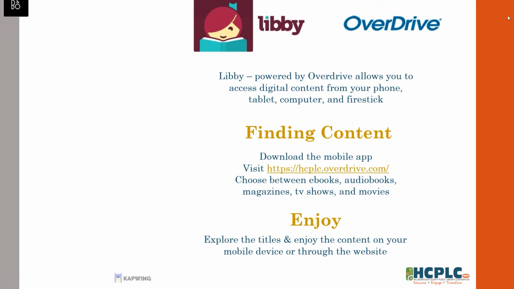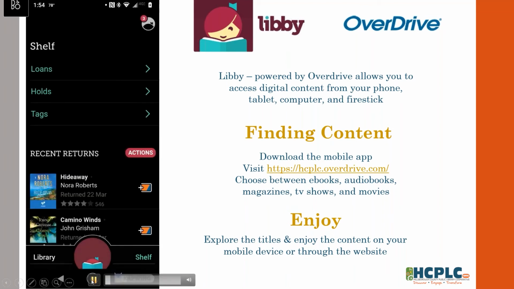So Libby is powered by Overdrive. It allows you to access digital content from your phone, tablet, computer, and Fire Stick. So in order to find Libby content, how you do it online is by going to hcplc.overdrive.com. Otherwise, you can download the app, which is what we're going to show you in a minute here, and then you choose between your ebooks, audiobooks, magazines, TV shows, and even movies. So that's pretty cool that Libby and Overdrive offers all that. And then once you download it, you're all set to go. So now we're going to briefly walk you through the video on what Libby looks like on an Android device.